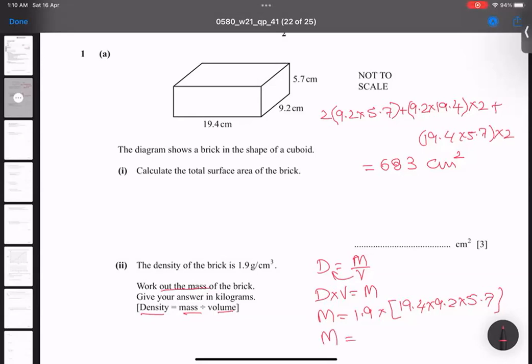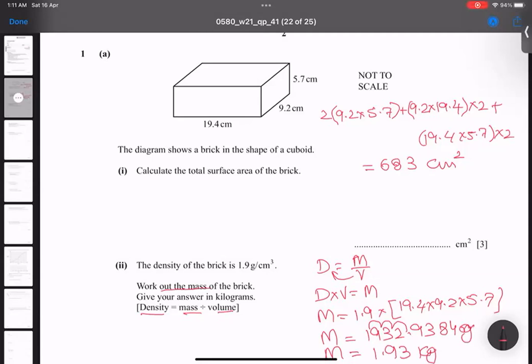So the mass turns out to be here, because he's asking in kilograms. So let me calculate: 19.4 into 9.2 into 5.7 into 1.9. I'm getting the answer 1932.9384. But we have to divide by 1,000 to get the mass finally. Dividing by 1,000, 3 jumps will come to the left side, so it will become 1.93. And if you round it to 3 SF, it becomes 1.93 kg. And this was in grams only.